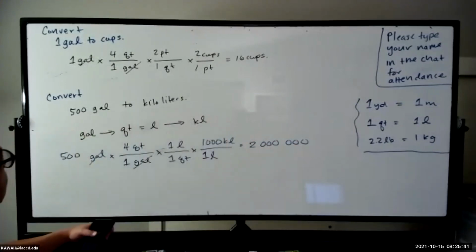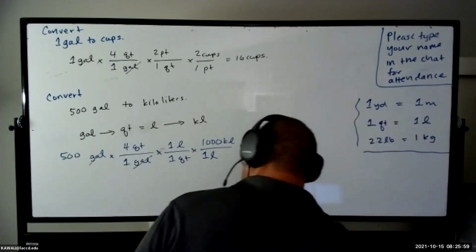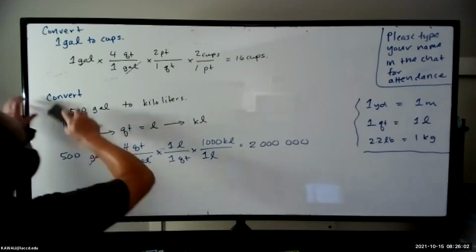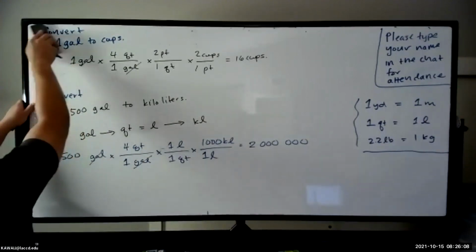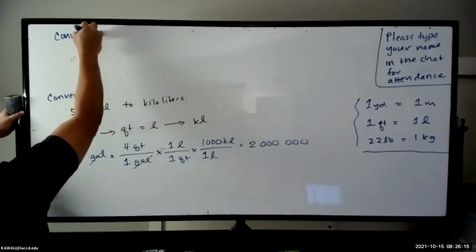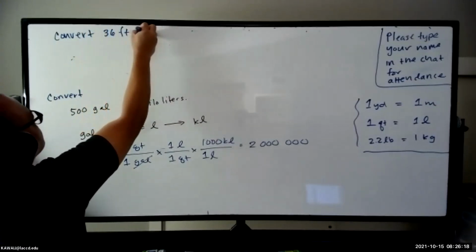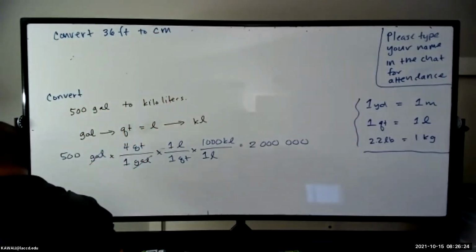Let's do another one. And while you're doing another one, let me retake a look at this because I feel like that's not quite right. But let me give you another one. Let's convert 36 feet to centimeters. So try that one. Let me relook at this one. I don't feel good about it.